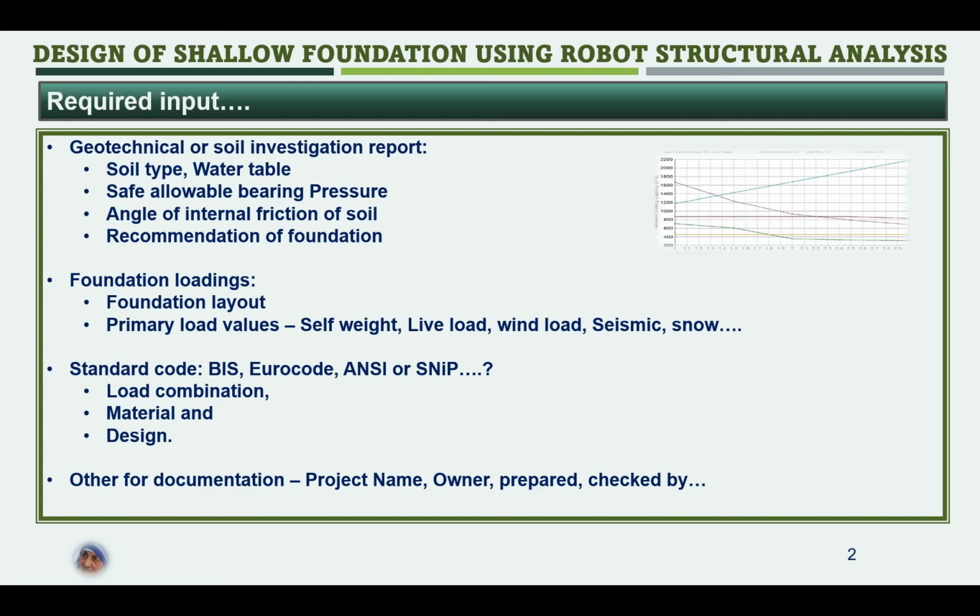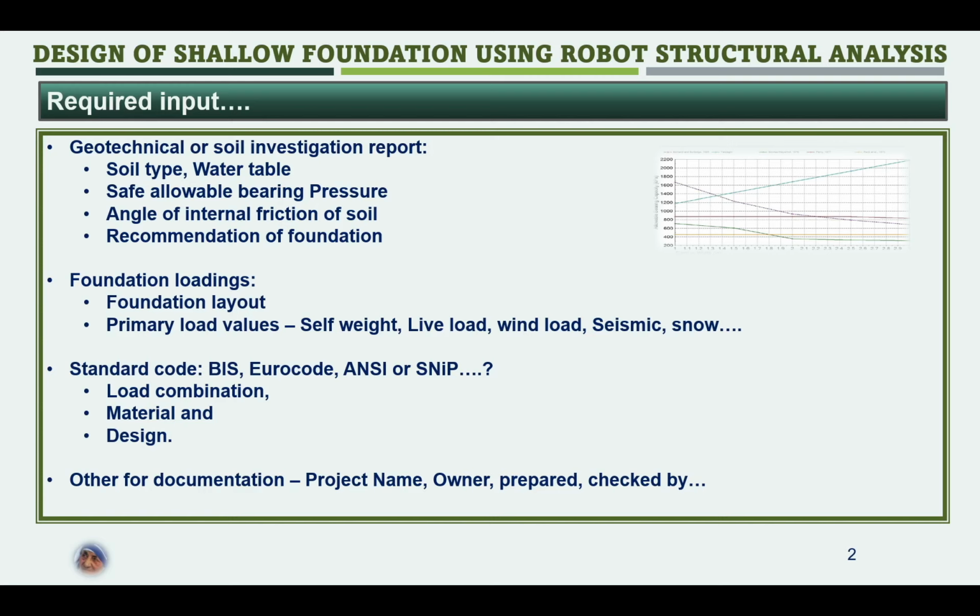Generally, if the center to center distance of any two columns is less than or equal to 1.5 meter, it is better to go for a combined foundation, as there will be some foundation collision if you go for single isolated foundations for a center to center distance less than or equal to 1.5 meter.